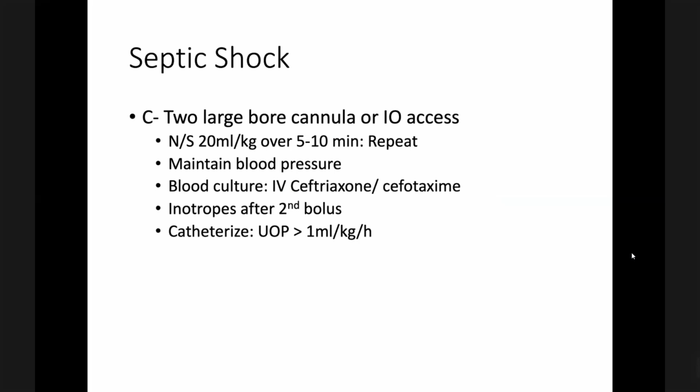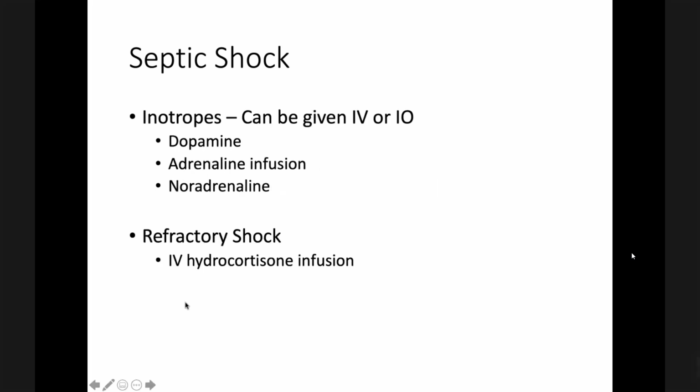When you are giving the second bolus, it is time to start inotropes. There are 3 inotropes that you can use: dopamine, adrenaline, or noradrenaline. You don't need to know any of the doses, but at least know that you need to start inotropes once you need the second bolus. Usually you keep the urine output a little bit high, 1 ml per kg per hour. Remember, inotropes can be given both through the intravenous line or even through the intraosseous line, right?